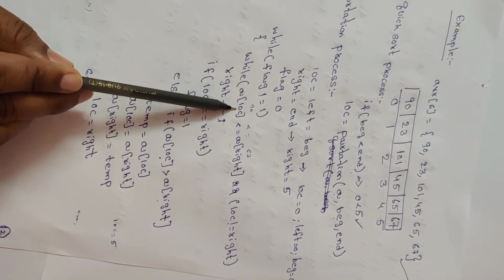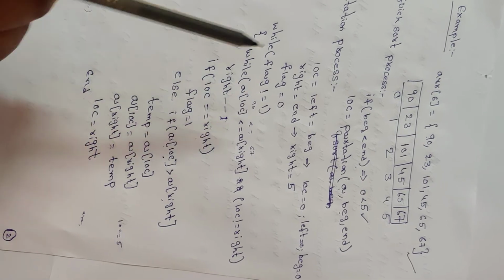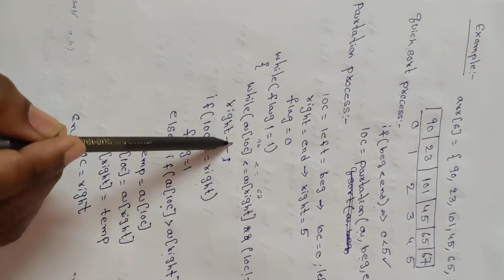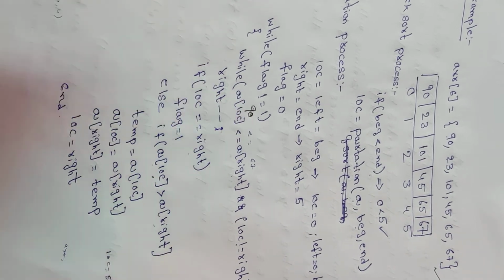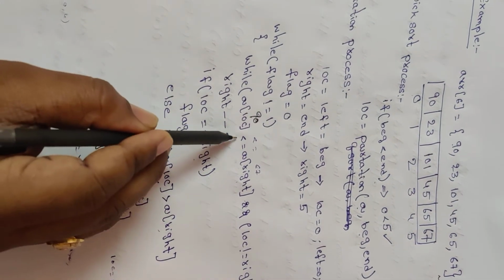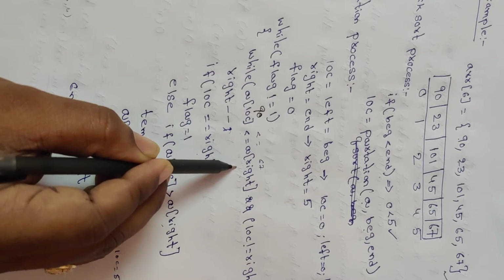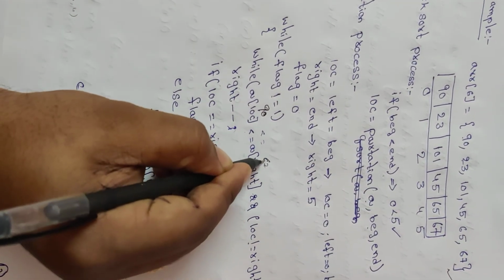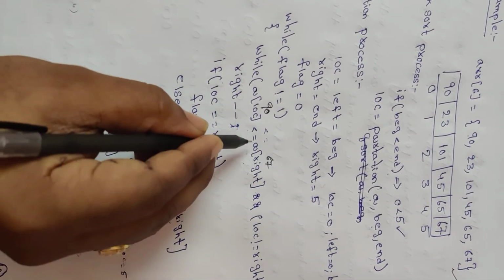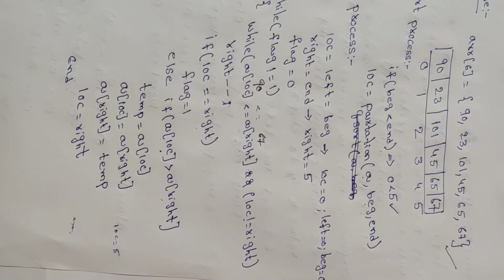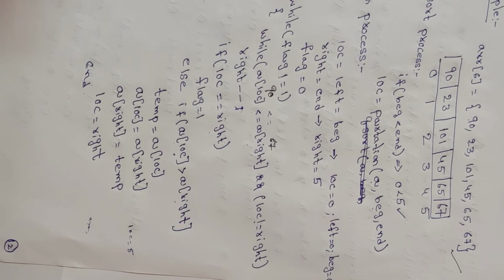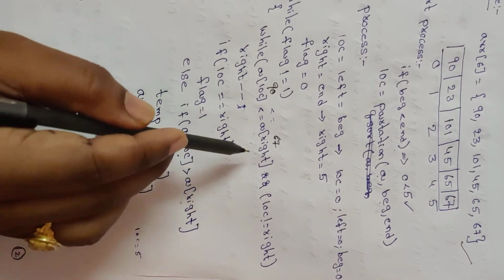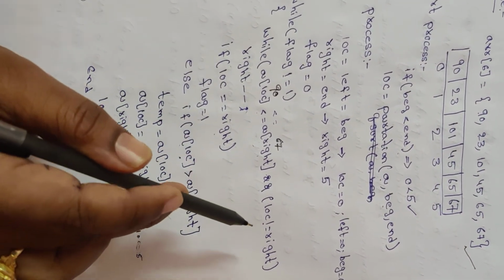A of location, the first value, location is 0, a of location value is 90. So 90 less than or equals to a of right, a of right value is 67. So this condition is false. 90 less than 67 is false. So this loop does not execute. False and anything will become false.